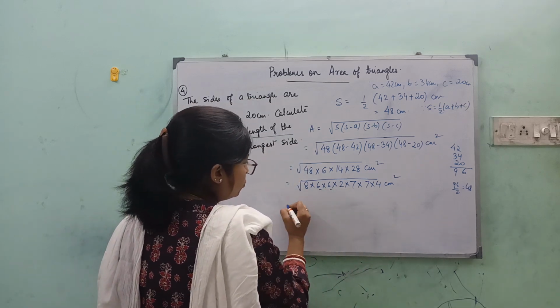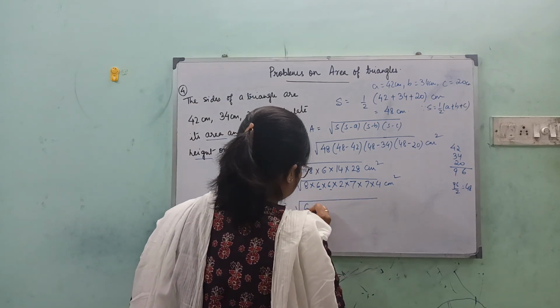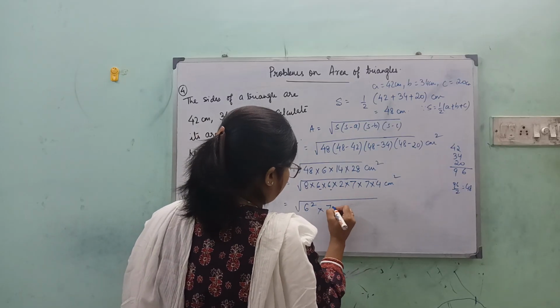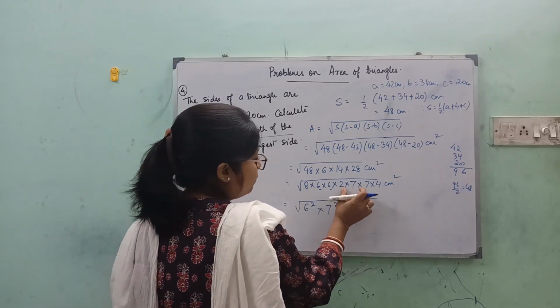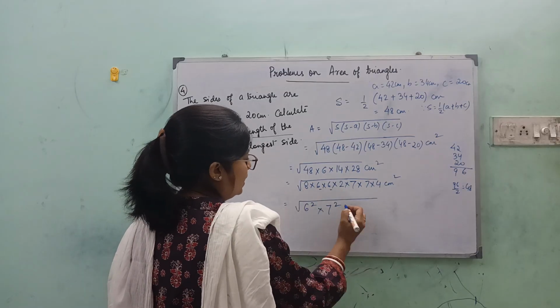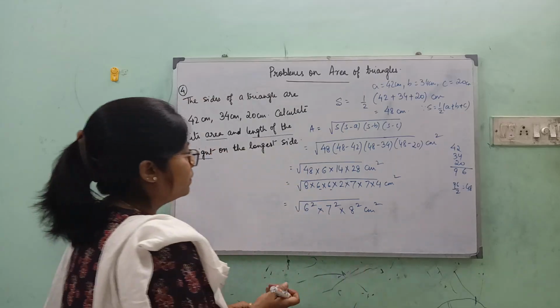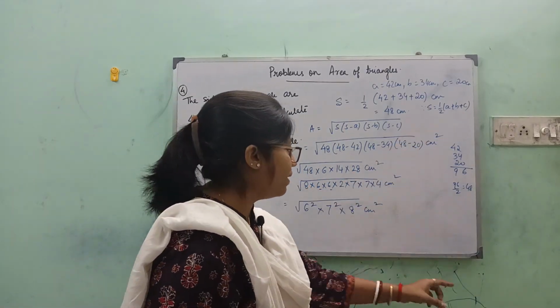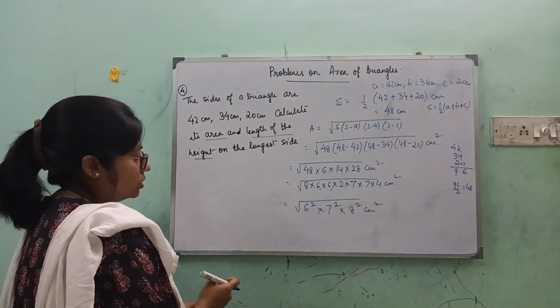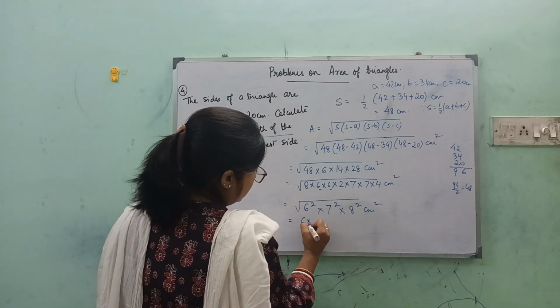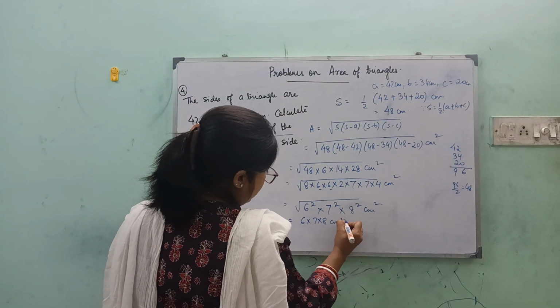So you see we have two 6's over here, so 6 square. Two 7's over here, 7 square. And you can see 4 2's are 8 and another 8, so 8 square. So see, your work becomes very faster over here. Otherwise you would have to multiply, then prime factorize and get the square root. So this will make my work easier. So this is 6 into 7 into 8 centimeter square.